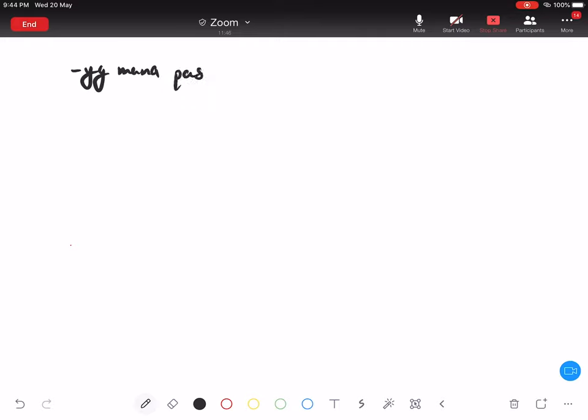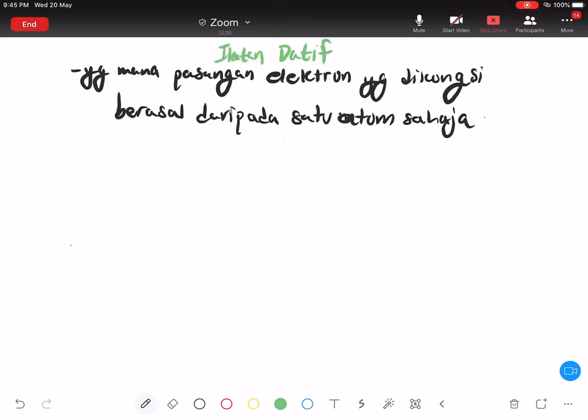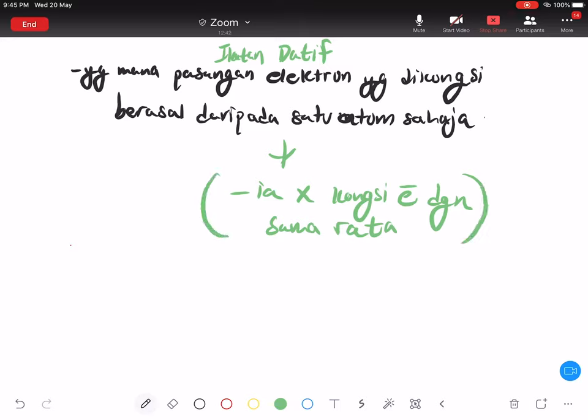Di mana pasangan elektron yang dikongsi berasal daripada satu atom sahaja. This is the keyword. Dalam datif, dia tak kongsi elektron dengan sama rata. Ini adalah keyword dia. It is not equally shared. Not equal.